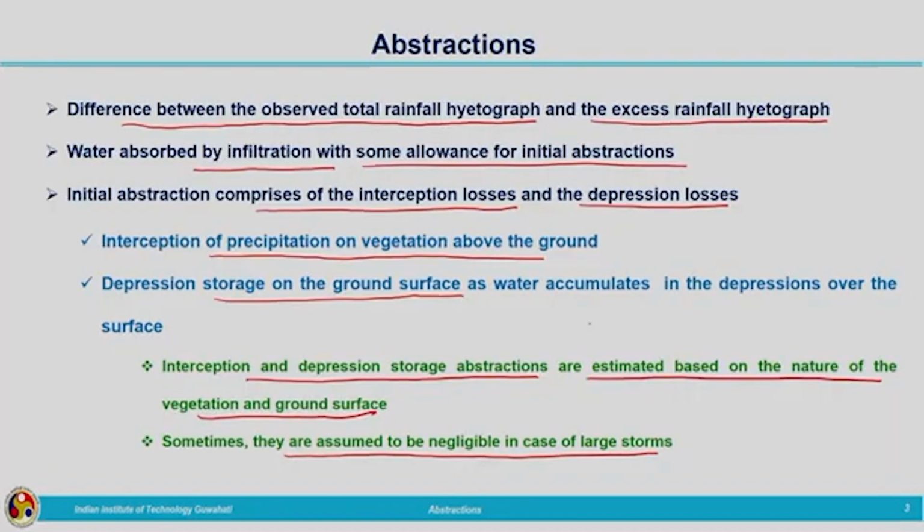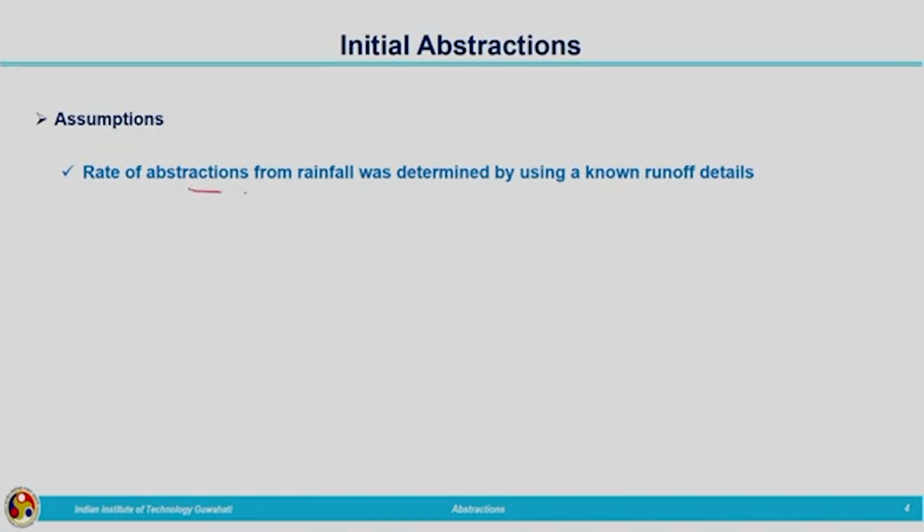That is, in comparison with the intensity of a large storm, these interception storage values will be very small. In such cases, we will be neglecting that. Now, coming to the assumptions, the rate of abstractions from rainfall was determined by using non-runoff details.